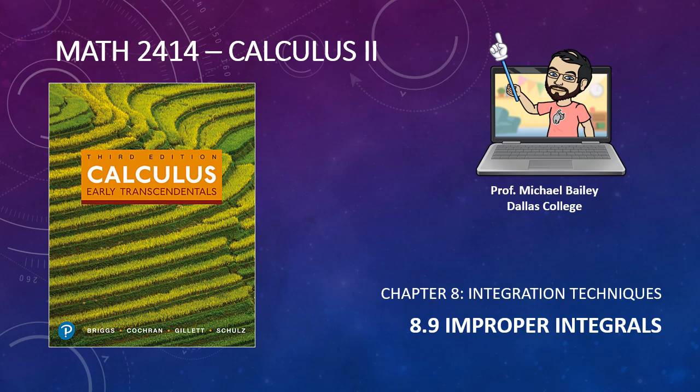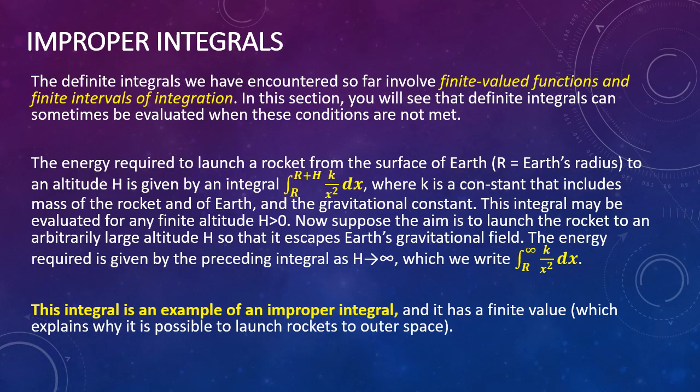So welcome to our last section in Chapter 8, where we're going to be looking at improper integrals. The definite integrals we have encountered so far involve finite valued functions and finite intervals of integration. In this section, you will see that definite integrals can sometimes be evaluated when these conditions are not met. Let's look at an example.